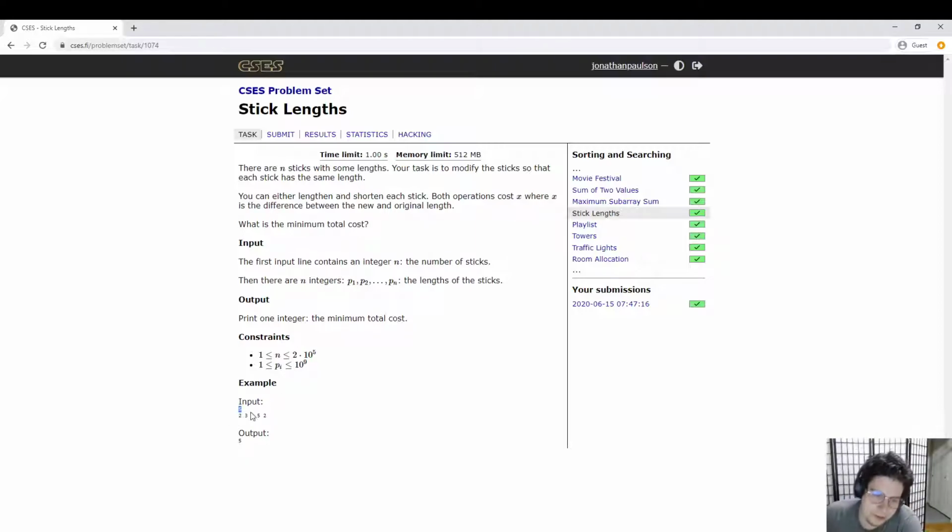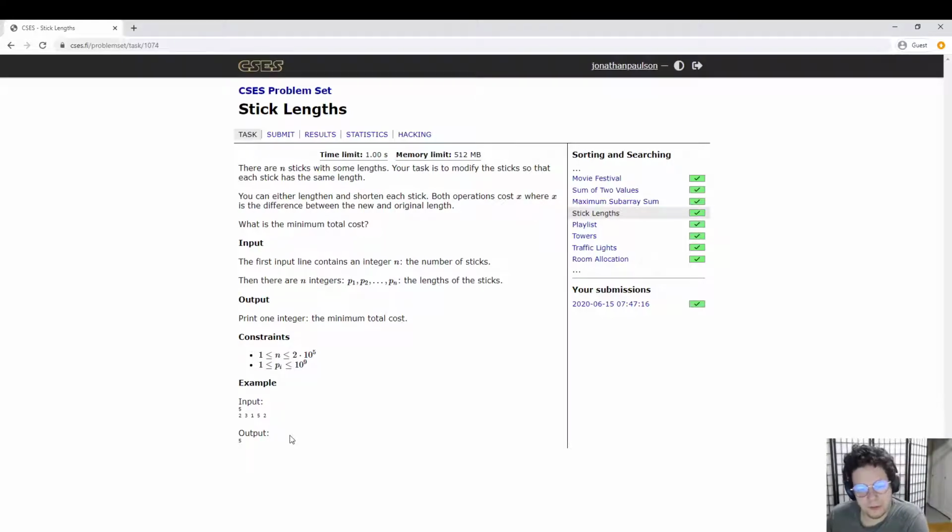So for example, here we have sticks of 1, 2, 2, 3, 5. And we want to make them all equal. It turns out in this case, the cheapest way is to make them all 2. So that costs nothing, minus 1, cost of 1, plus 1, cost of 1, minus 3, cost 3. So the total 1, 1, 3 is 5, and then 2 costs nothing. So the answer is 5 to make them all equal at 2.